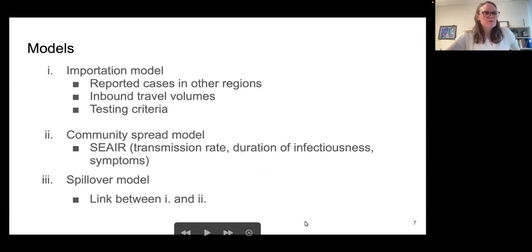So in terms of models, to do modeling to support regions that are implementing elimination, I think there's 3 types of models that you need: an importation model, a community spread model, and a spillover model. So perhaps you're familiar with the first 2. And the third one, I think, is the most important one if you're going to do modeling to support regions implementing elimination. It's the one that connects your importation model with your community spread model.